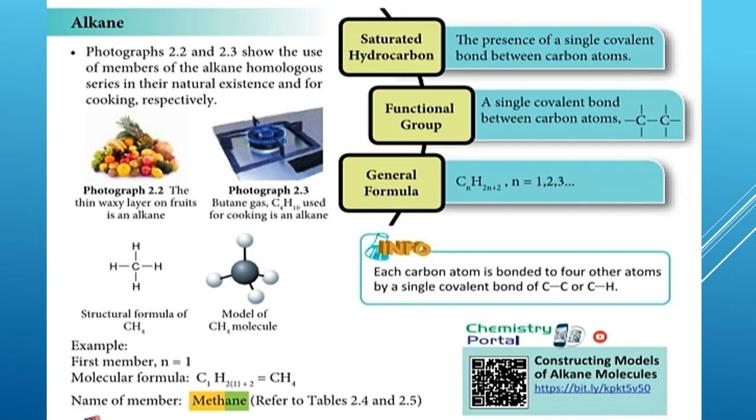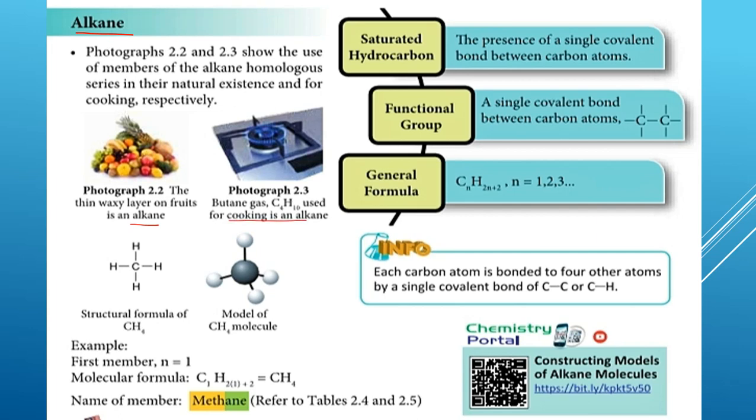So we go to alkane first. Photograph 2.2 and 2.3 shows the use of members of alkane homologous series in their natural existence and for cooking respectively. So here we have the thin waxy layer on fruits, which is an alkane. Butane gas, C4H10, used for cooking, is an alkane.